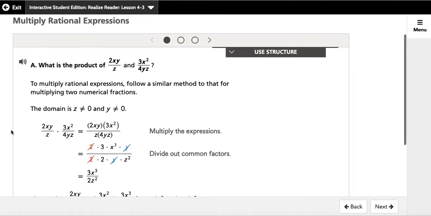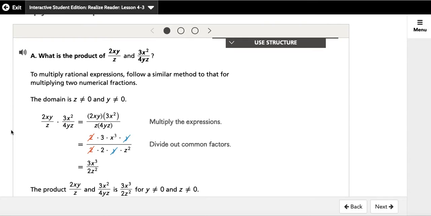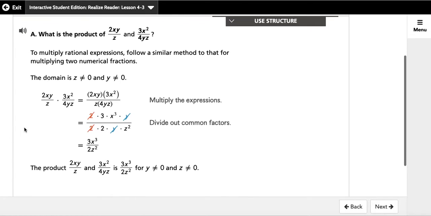Multiplying rational expressions is the same or a similar method to when we're multiplying two numerical fractions. We need to look at the denominator and make sure certain variables can't equal 0: z cannot equal 0, and y cannot equal 0, so we need to keep that in mind. And then we write it all out. The numerators get multiplied times each other, and the denominators get multiplied times each other.